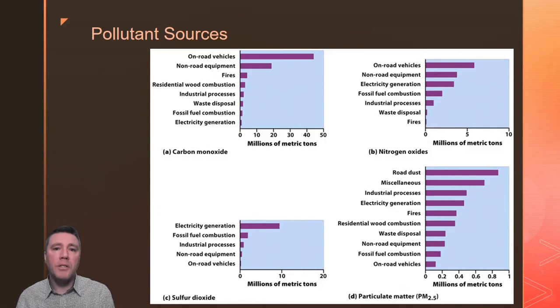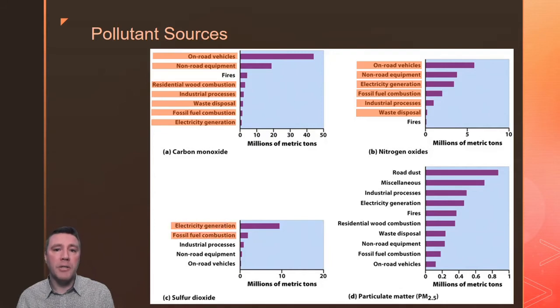These graphs quantify the amount of 4 major pollutants released into the atmosphere annually. For carbon monoxide, nearly all of the emissions are exclusively the result of human activities. The same can be said of nitrogen oxide emissions. Only fires, most of which are naturally occurring, contribute to natural emissions of carbon monoxide and nitrogen oxides.